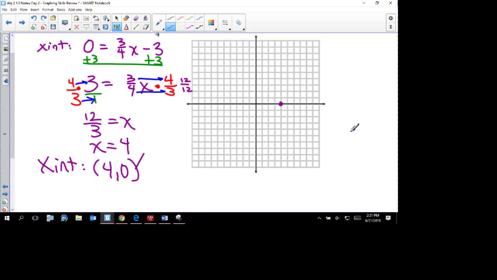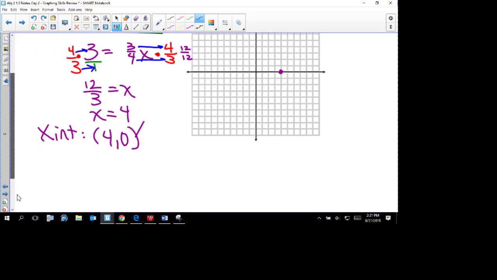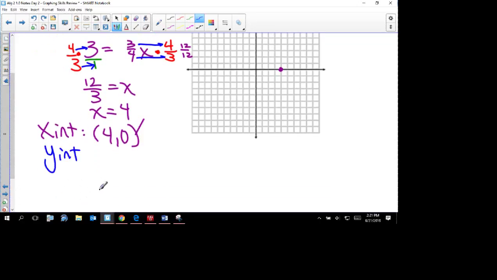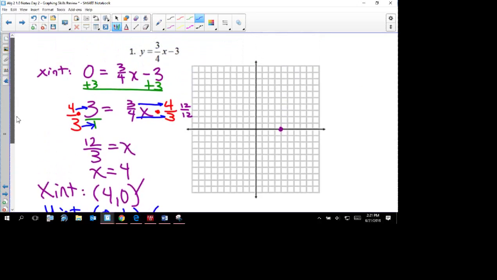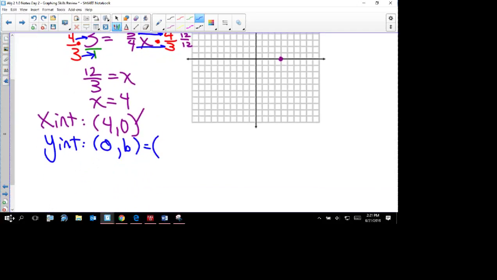So that was the hard part. And we do the easy part. Y-intercept. Remember, it's just (0, b). So what is b for this one? 4. So it's y equals mx plus b. B is, say it again, -3.